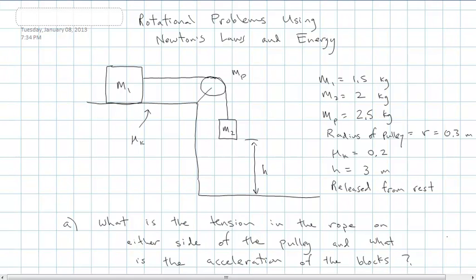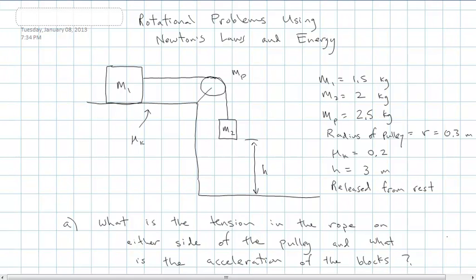Let's use rotational Newton's laws and rotational energy to solve a problem that looks familiar, maybe hauntingly familiar. From earlier in the quarter, you should recognize this type of problem. Last time we saw this problem, the pulley was massless, so the tension on either side of the pulley and the rope was the same. And the pulley had no rotational energy because it was massless.